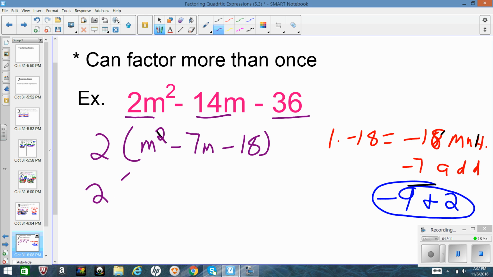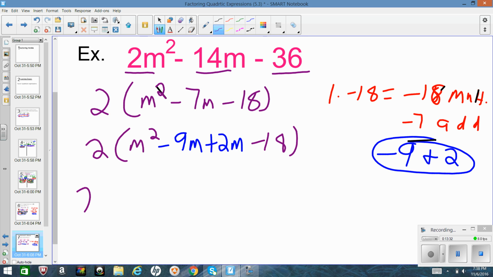2 stays the same. In parentheses, m squared stays the same. Negative 7m gets changed into our two magic numbers, which is minus 9m and plus 2m. Negative 18 stays the same. Keep going, 2 is going to stay the same. Now I'm going to factor out the first two. What do the first two terms have in common? They have an m. If I take out an m from m squared, I have m. If I take out an m from negative 9m, I have minus 9.